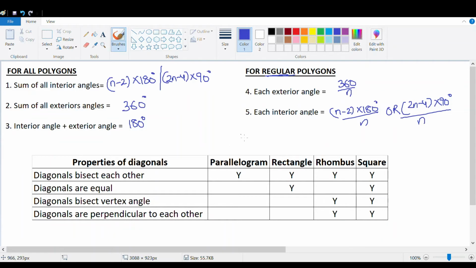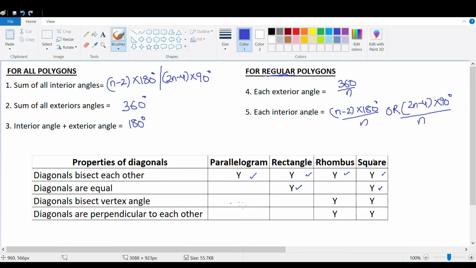Good. So let's look at the next one, which is properties of diagonals. In a parallelogram, diagonals bisect each other, and all these are a type of parallelogram. Rectangle, rhombus, and a square are types of parallelogram, which means the diagonals bisect each other. Are the diagonals equal? The diagonals are equal only in the case of a rectangle and a square, which means both the figures which make a vertex angle of 90 degrees.